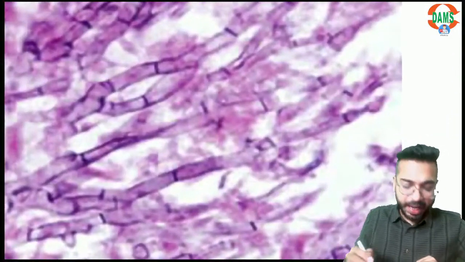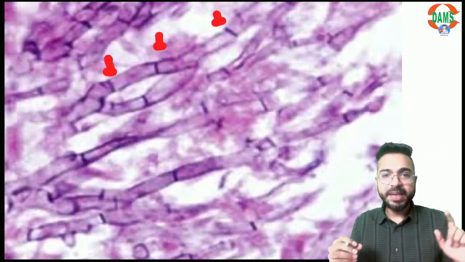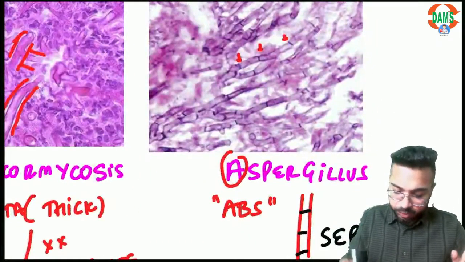But look at this thin one. Can you see the six pack apps here? Yes. A for aspergillus, A for apps. A means septa. So when you see septate, it has to be aspergillus.